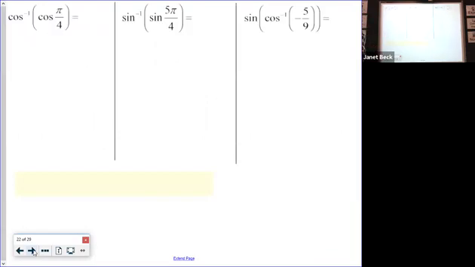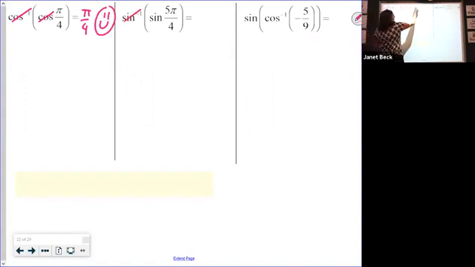So let's have a look at this. The inverse cosine of the cosine of pi by 4. Your temptation is to say, well, these are inverses of each other, they cancel each other out. My answer is pi by 4. And in this case, yay, you'd be right. But if you did it in this case, no, it does not equal 5 pi by 4. Okay?